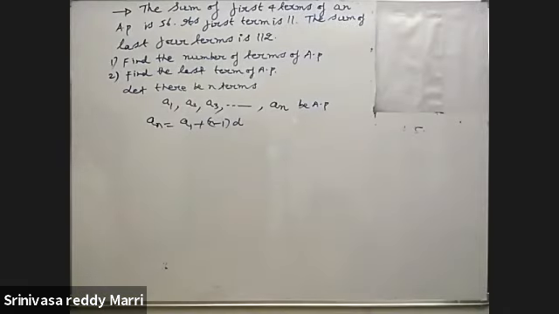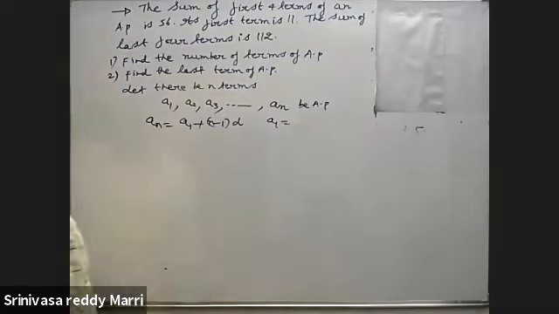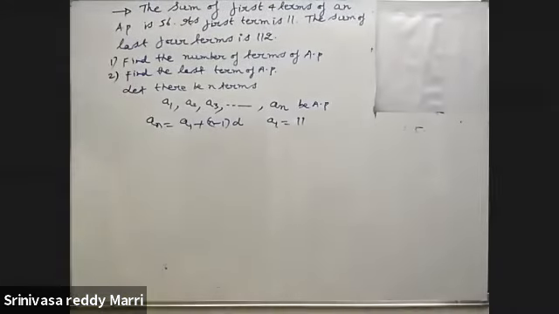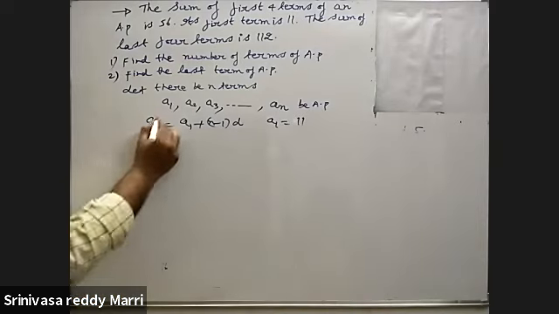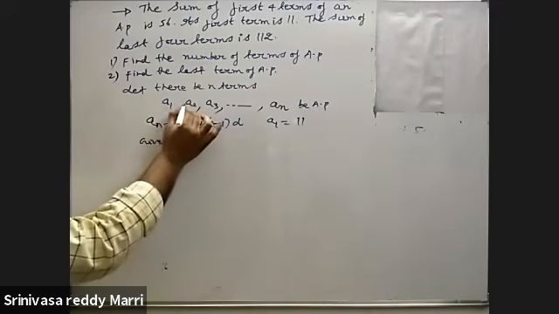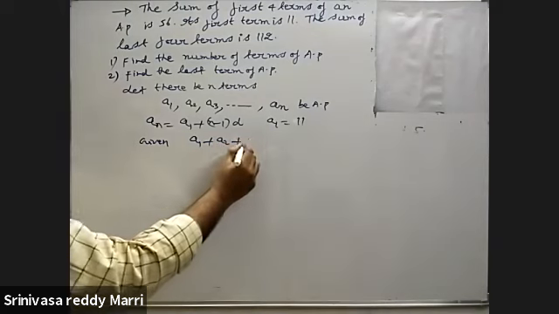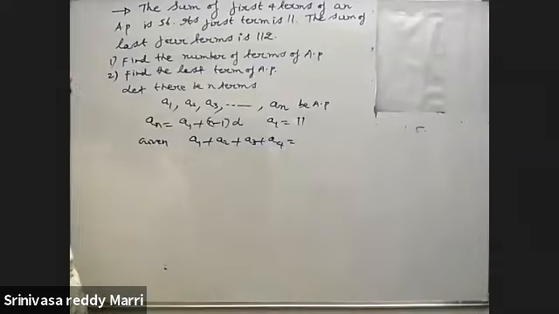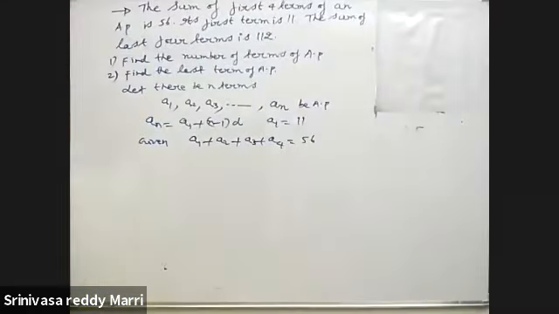A1 plus (n minus 1) into d. Given A1, the first term, is 11. Also given that the sum of the first four terms, A1 plus A2 plus A3 plus A4, is 56. This is the first condition given.